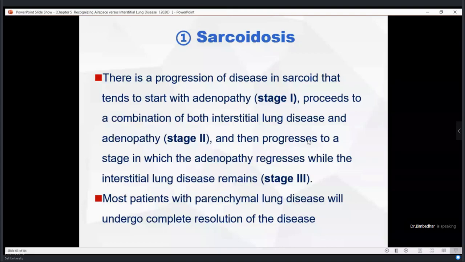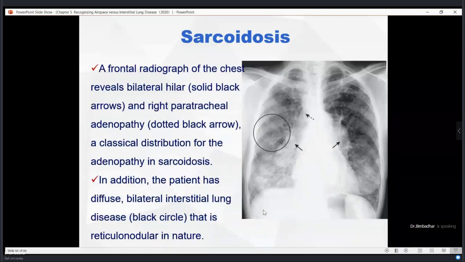But still you should understand that sarcoidosis has a pattern of both lymphadenopathies and interstitial lung diseases, and particularly it is a reticulonodular pattern, right? And most of the patients with parenchymal lung disease will generally undergo a complete resolution of the disease. Okay, now let us try to understand what exactly is shown in this chest radiograph.